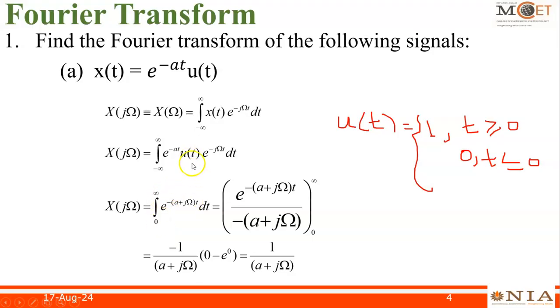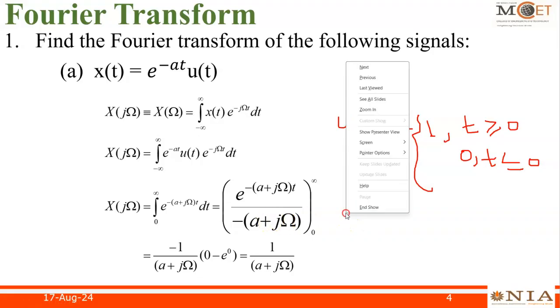So here we are substituting u of t is equal to 1, right? So then we get the integral varying from 0 to infinity of e power minus of a plus j omega into t dt. So which is equal to, when we integrate this exponential term, we will get e power minus of a plus j omega t. So the power term we are getting again divided by, so along with t we have the term minus of a plus j omega. So this is written in the denominator.